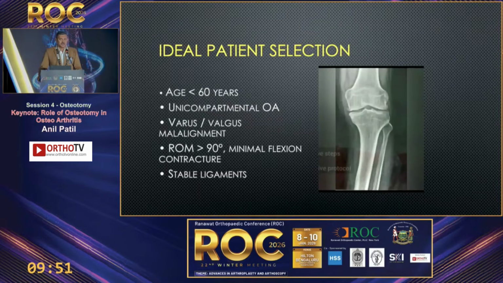Now, who is the ideal patient for this? Somebody who is less than 60 years of age, who has a unicompartmental affection, that is either a varus or a valgus malalignment. The important thing is the range of movement has to be more than 90 degrees, the flexion contracture has to be less than 10 degrees, and the ligaments have to be stable. Otherwise, you cannot do this procedure.